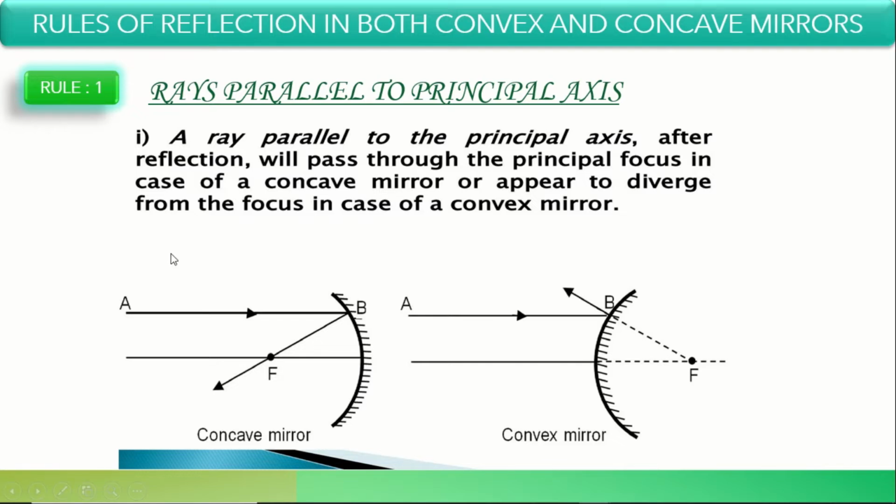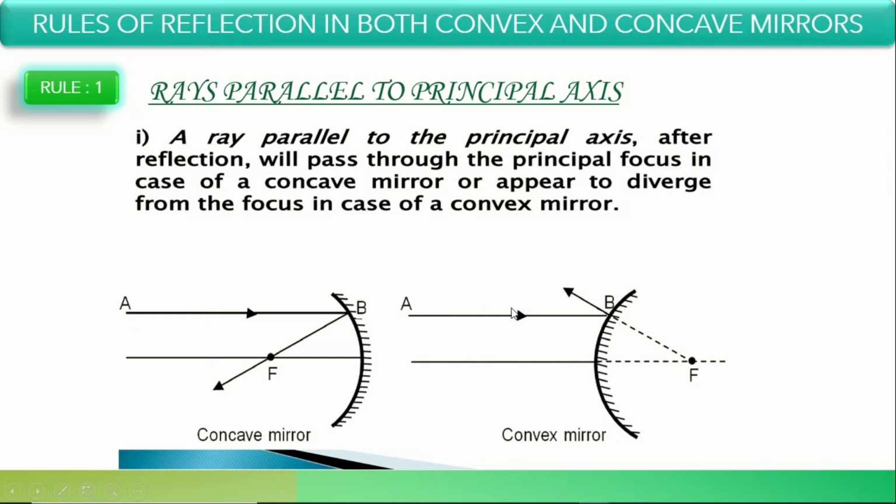In the first diagram you can see here, AB is the incident ray. When this ray AB is incident on this concave mirror, this is the reflected ray. This reflected ray passes through the principal focus. So this is in the case of a concave mirror.